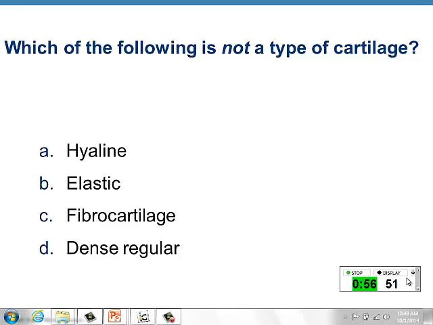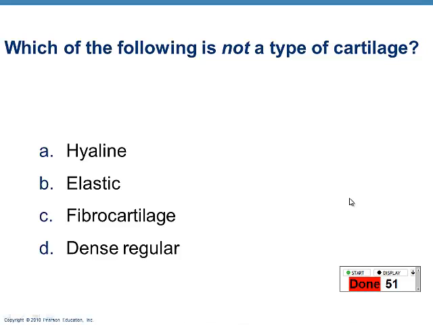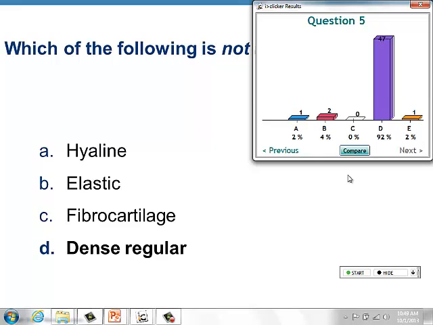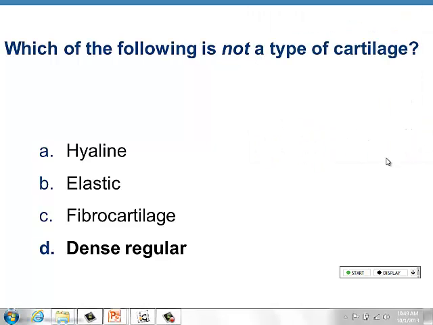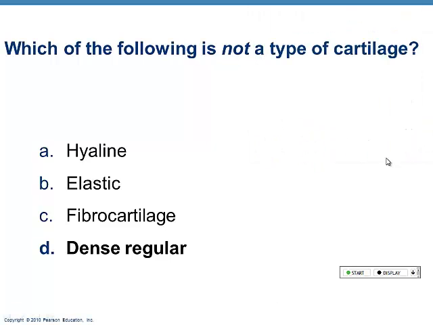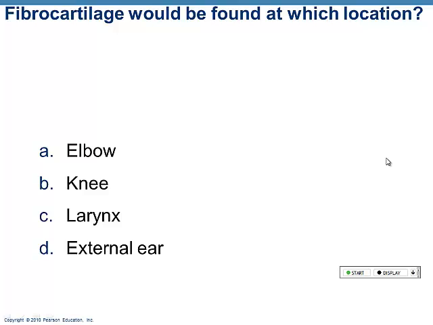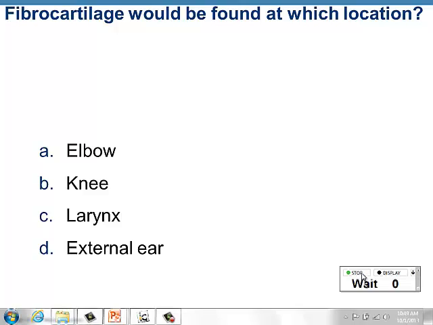Five, four, three, two, one. What's the answer? The answer is D. Want to do one more? Sure. Fibrocartilage would be found in which location?